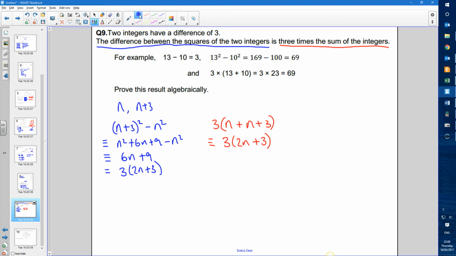So we can say, therefore, the result is true for all integers. Yeah, this is going to work for any integer of n.